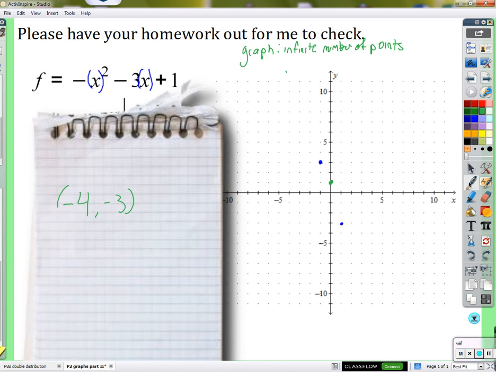So we'll plug -4 in there. Inside the parentheses, we have a -4. We square that. It's 3 times -4 plus 1. If you have any questions about shouldn't that be positive or negative, make sure you ask them. Okay, so -4 squared is -4 times -4, which is 16. But we'll multiply by that negative, so we get -16.